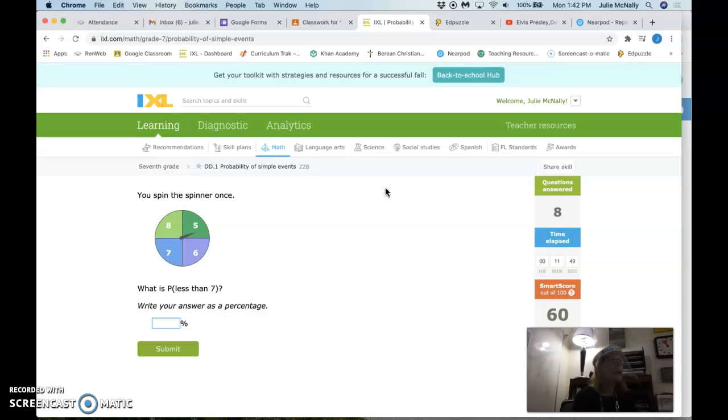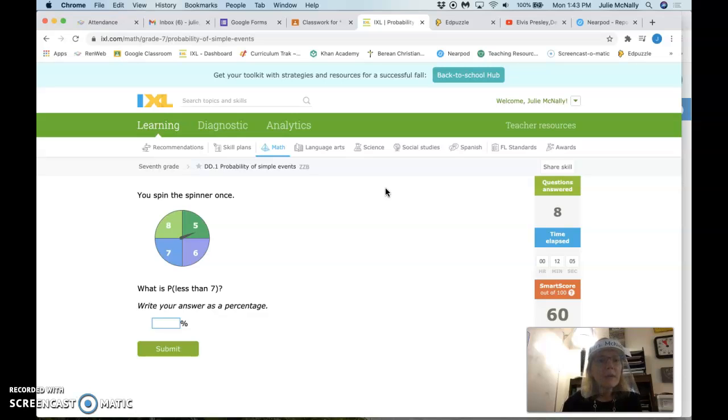No, 3 out of 6. There's 6 possible rolls on the die. So if 3 of them will work, then it's 3 out of 6. What percentage is that? Okay, sorry. We're working on multiple problems.